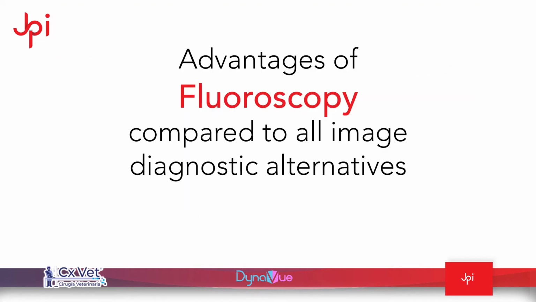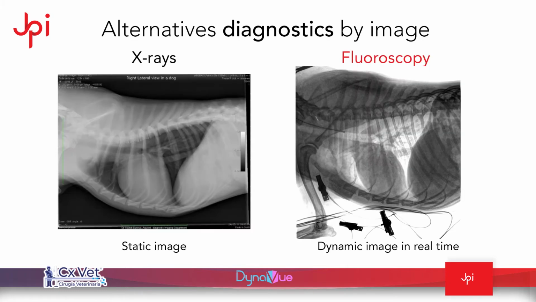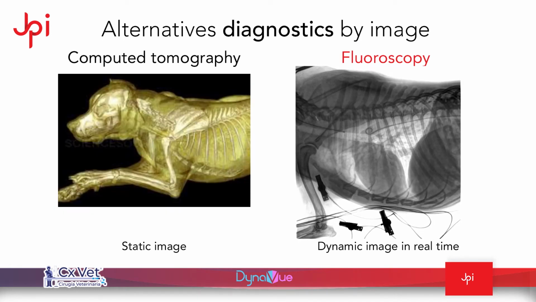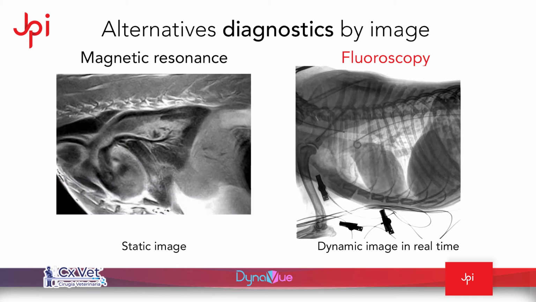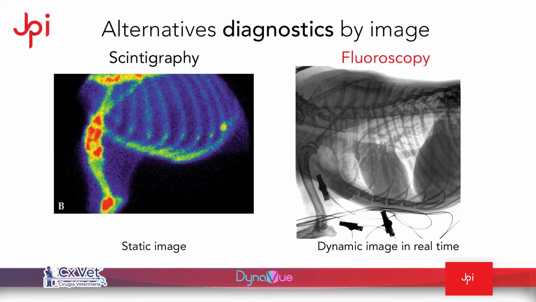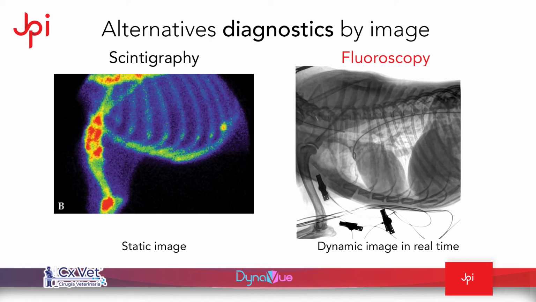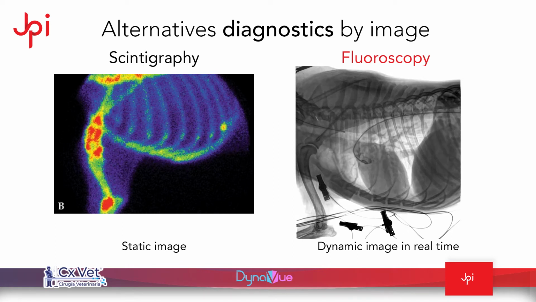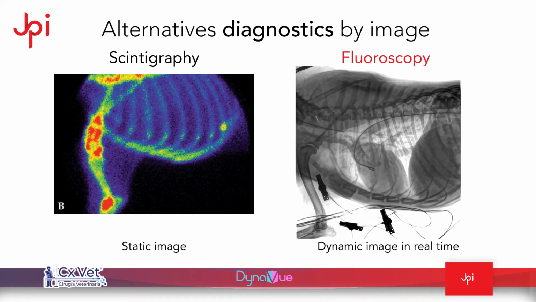Advantages of fluoroscopy compared to all diagnostic imaging alternatives. Radiology only shows a static image, while fluoroscopy shows us the movement in real time. CT scans have other applications that show volume, planes, and views, while with fluoroscopy, we can observe the movement of the organs and the contrast media in different positions. Magnetic resonance, MRI, is very useful to show soft tissue images in different planes and sections, but it is still a static image. Scintigraphy generates an image through a radioactive substance used as tracer. It is widely used in cancer. However, it is still a static image compared to fluoroscopy.